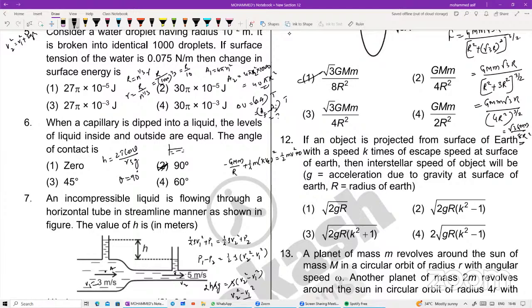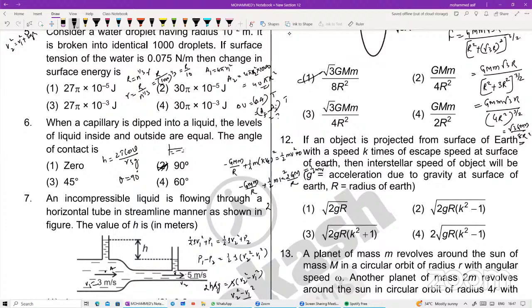At interstellar space, the gravitational potential energy is taken as 0. So you get minus capital G capital M small m divided by r plus half into m into k times your escape velocity, that is k square, escape velocity square, which equals 2 times G capital M divided by r. That will be equal to half into m into v square. Everywhere m will get cancelled.